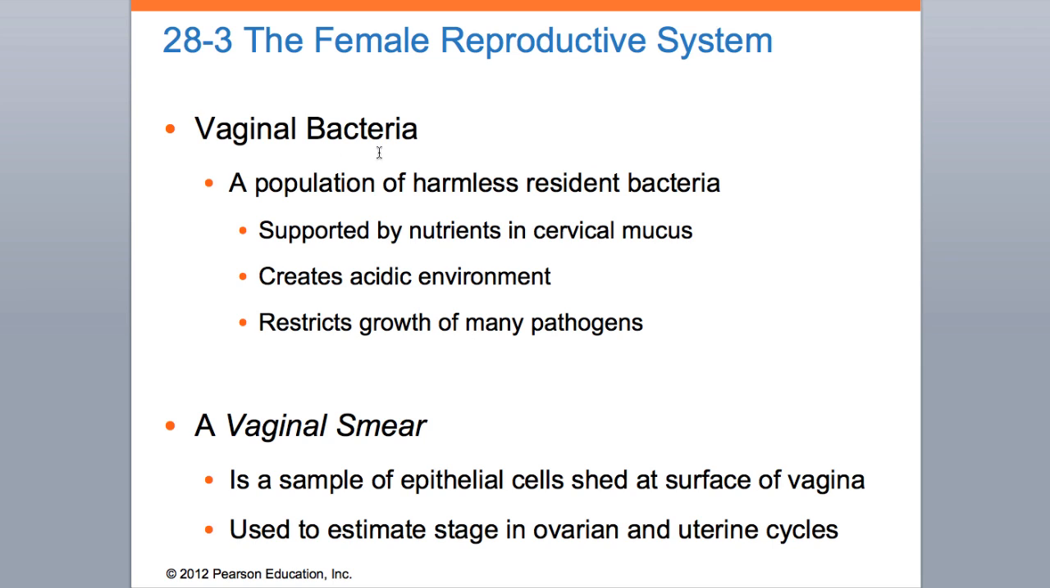The vaginal bacteria, a population of harmless, resistant bacteria. This bacteria is good bacteria. You do not want to mess with it. Supported by nutrients in the cervical mucus, creates an acidic environment and prevents growth of many pathogens. That is why the best natural way of dealing with problems is to let it go natural. You do not want to be messing with that vaginal tract.